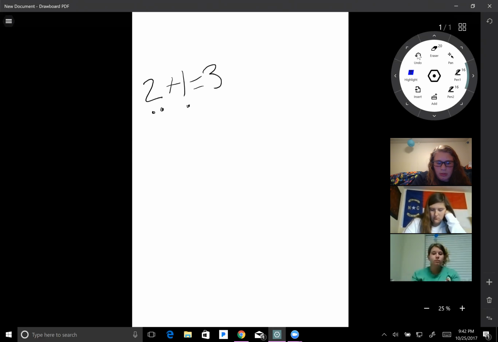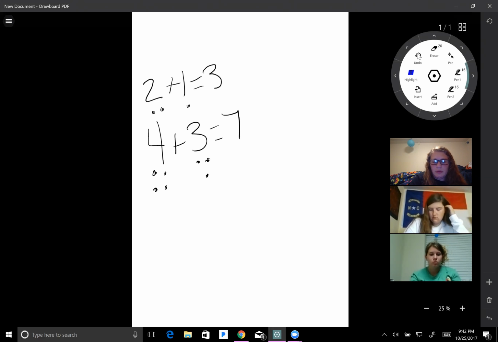The next problem is 4 plus 3. So you draw 4 dots on this side, 3 dots on this side, and you add them up, 1, 2, 3, 4, 5, 6, 7. So your answer is 7.